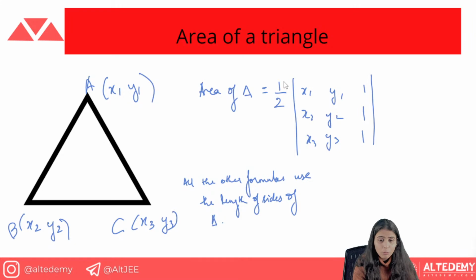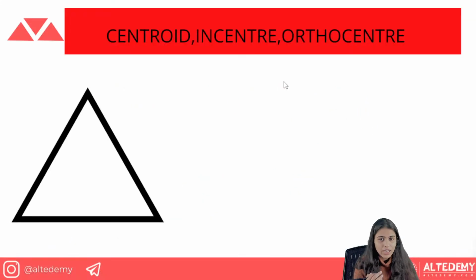Now moving forward, we have calculated the area of a triangle. We know about the triangle. Now what other things do we have? That is the centroid, incenter, orthocenter. For all those things, some people don't know what these points are.